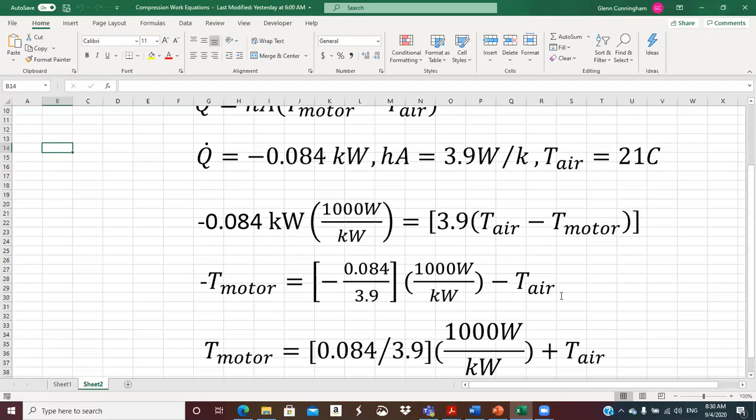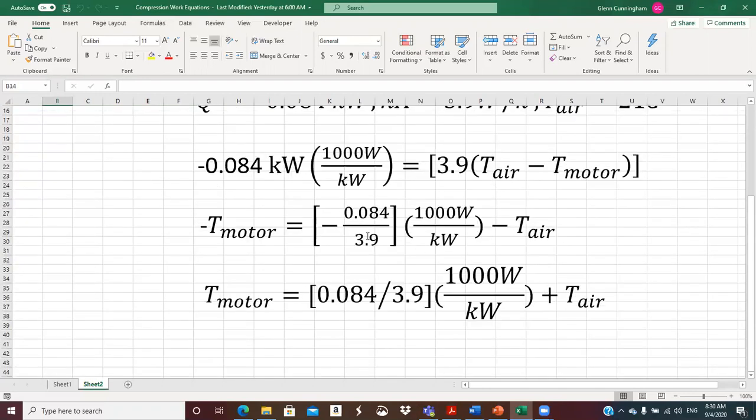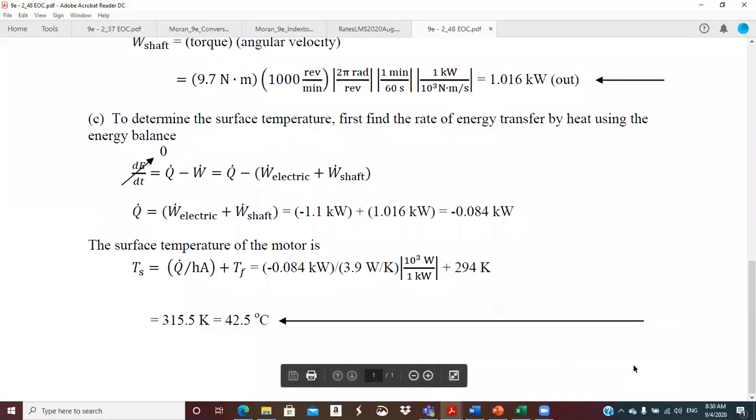And then, that's kind of obnoxious, so I can multiply through by -1 if I want to, or I can work it like that, either way. But so I get a plus T motor is equal to this plus heat transfer term plus T air. Now, when we go back to the solution here, we see he's got this equation, he's got a plus here, and then he's got a minus here and a plus here. So he's got a sign error. So this should be plus.